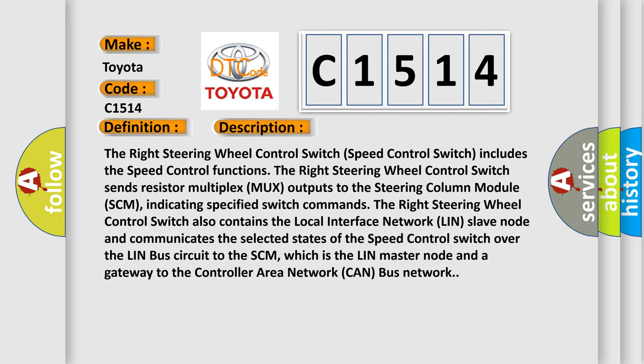The right steering wheel control switch, speed control switch, includes the speed control functions. The right steering wheel control switch sends resistor multiplex MUX outputs to the steering column module SCM, indicating specified switch commands. The right steering wheel control switch also contains the local interface network LIN slave node and communicates the selected states of the speed control switch over the LIN bus circuit to the SCM, which is the LIN master node and a gateway to the controller area network CAN bus network.